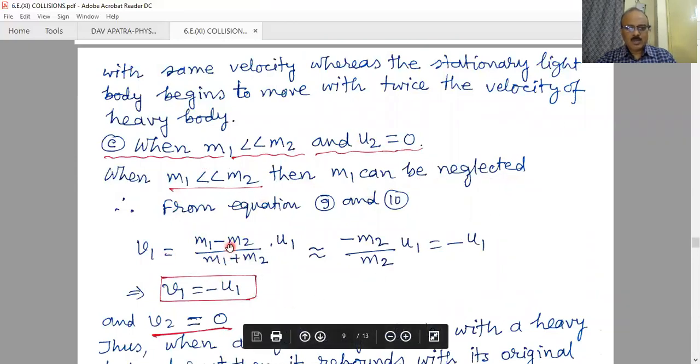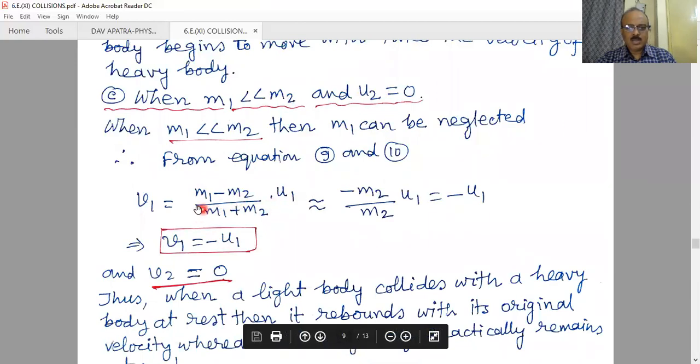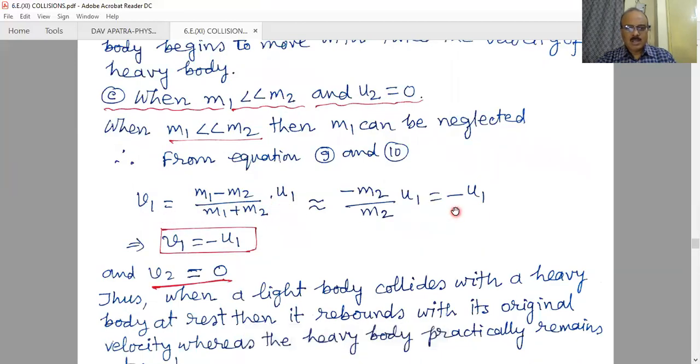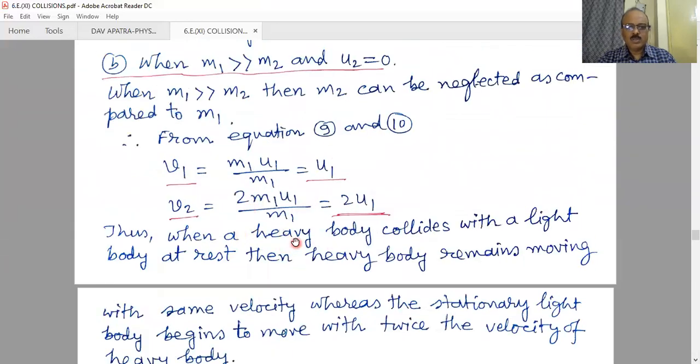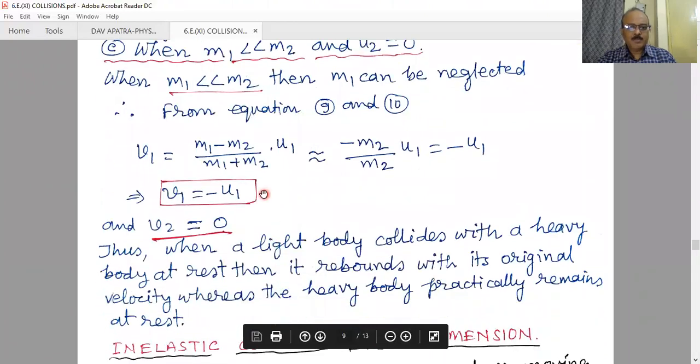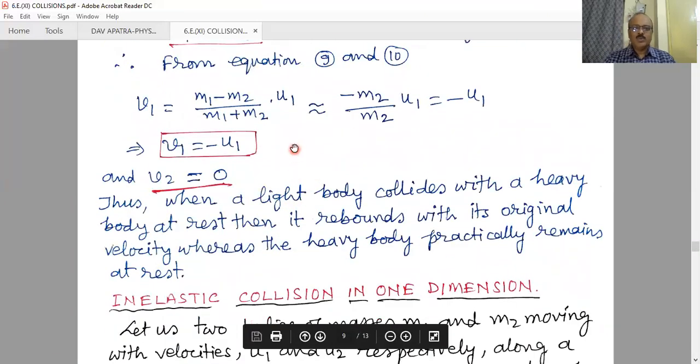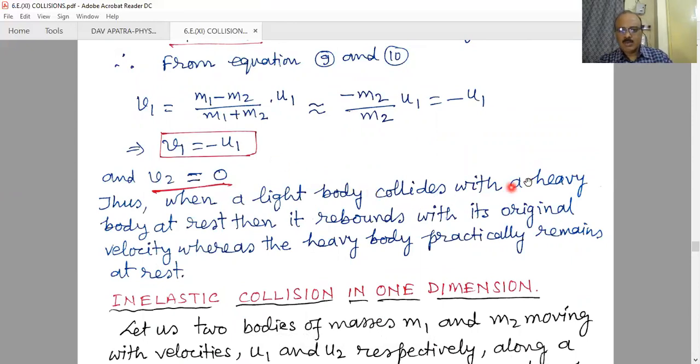And in this equation, when m1 is neglected, we get v1 is minus u1. And v2, if we neglect it, will be 0. That means the massive object which was initially at rest will remain at rest. But the object which strikes the heavy object will rebound after the collision. When a light body collides with a heavy body at rest, it rebounds. v1 is minus u1, it rebounds with its original velocity, whereas the heavy body practically remains at rest.